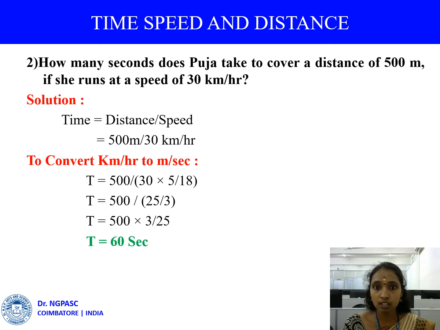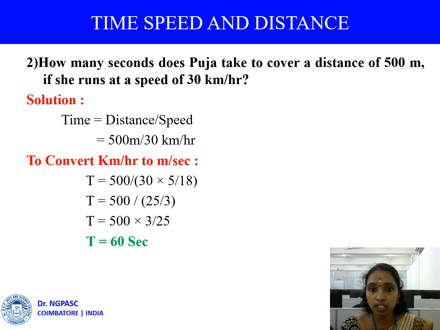So next, another problem. How many seconds does Pooja take to cover a distance of 500 meter if she runs at a speed of 30 kilometer per hour? Here they are asking us to calculate the time. Time equals distance divided by speed is the formula. The distance is 500 meter and the speed is 30 kilometer per hour. To convert kilometer per hour to meter per second, 500 divided by 30 into 5 by 18.